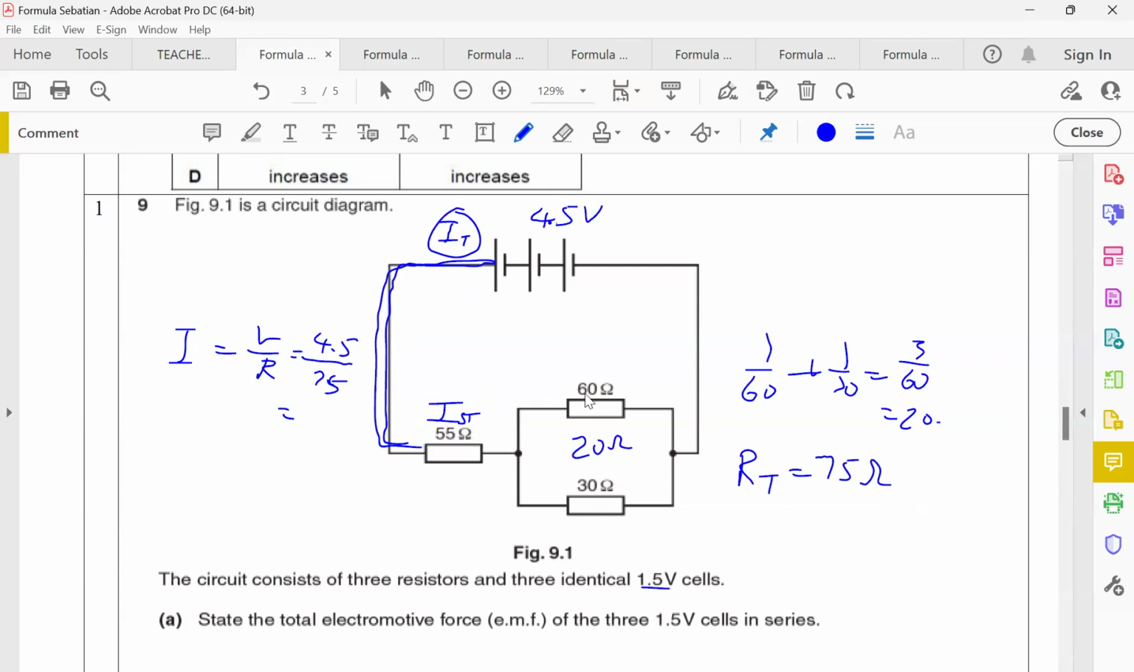Do you do something different? You cannot do 4.5 over 55, because if you do, you are assuming all the 4.5 volts is only transferred to here, which in reality this 4.5 is here and here, you get what I mean? Wait, so I use a different method. It's okay for series circuit and parallel circuit. There's multiple methods. You don't have to follow my method, as long as you get the right answer, it is good enough.